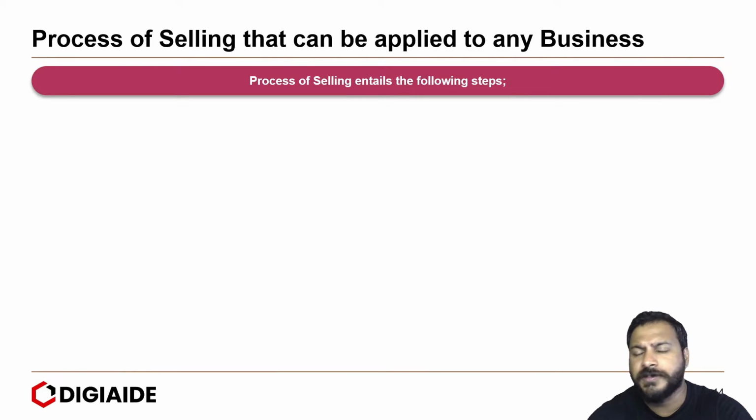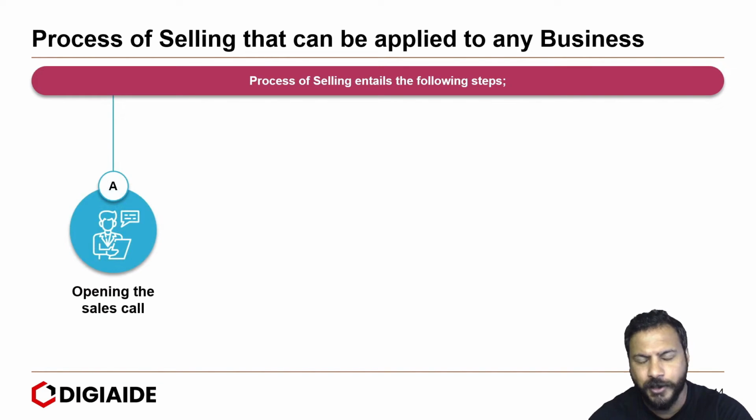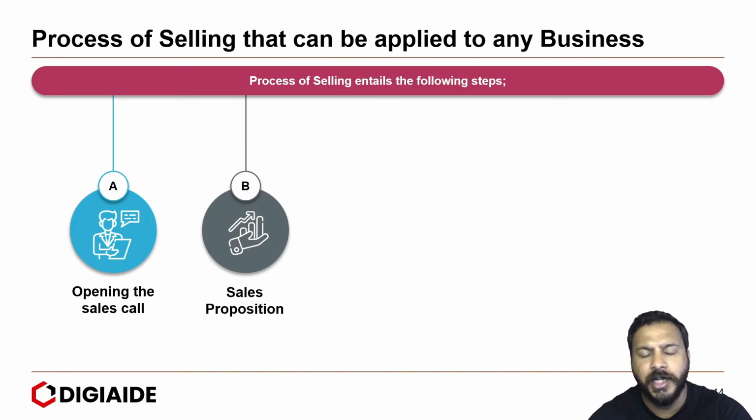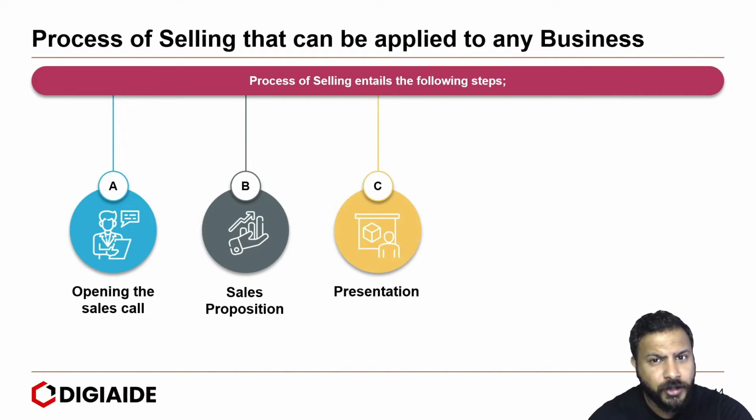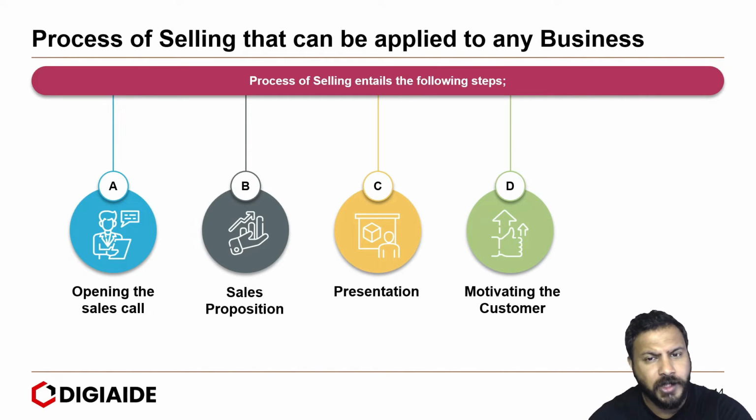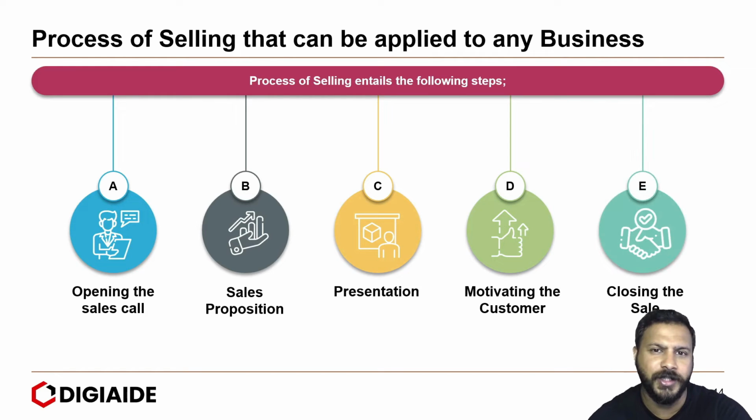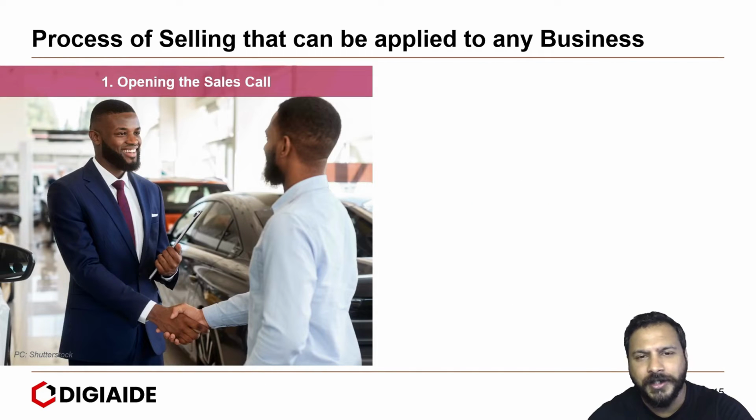Now let's look at the process of selling that can be applied to any business, and it entails the following steps. First, opening the sales call. Next, sales proposition. Presentation to the prospect. Motivating the prospect or the customer. And finally, closing the sale. Let's start with opening the sales call.